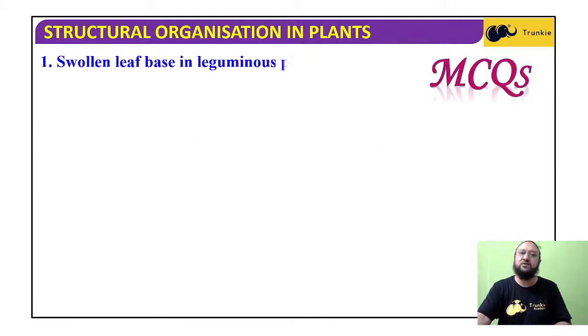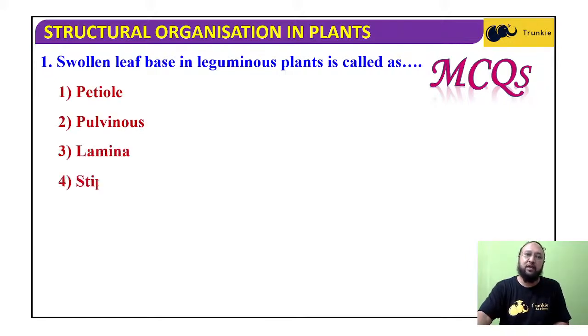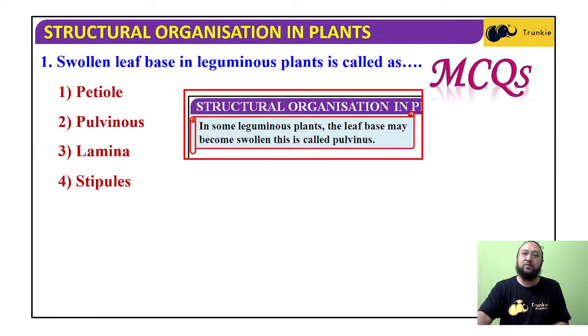Now some questions we will look into. The swollen leaf base in leguminous plants is called pulvinus. You know that very well. It is not petiole, not lamina, not stipules, but pulvinus. So in some leguminous plants, the leaf base may be swollen. This is called pulvinus.